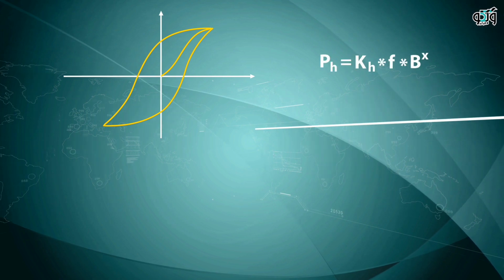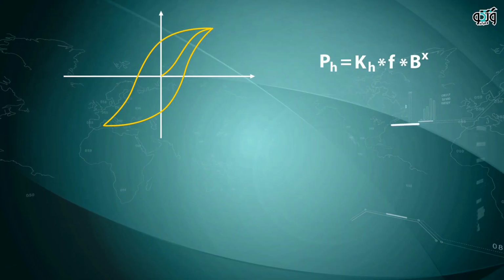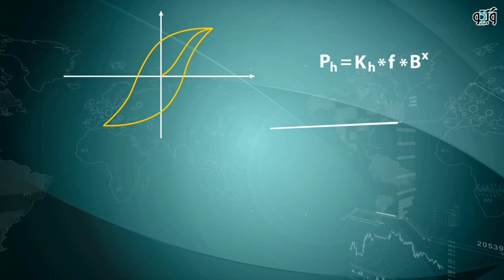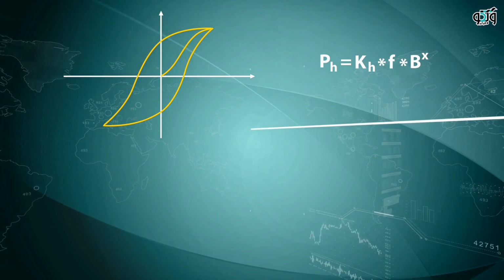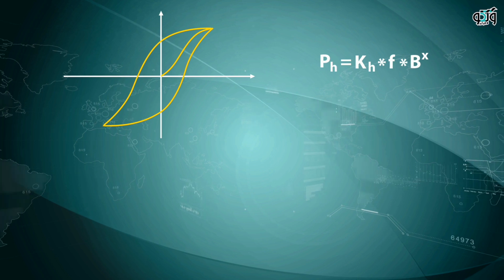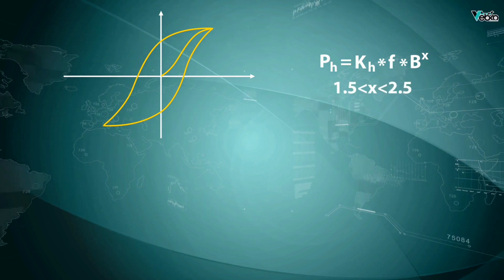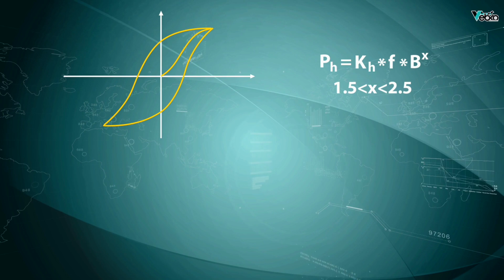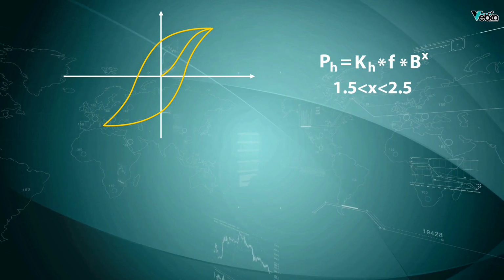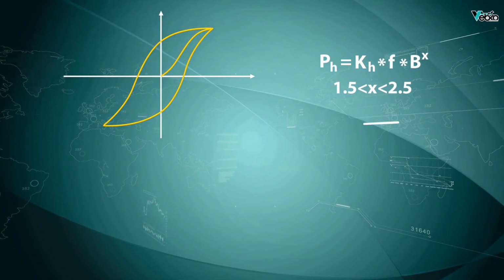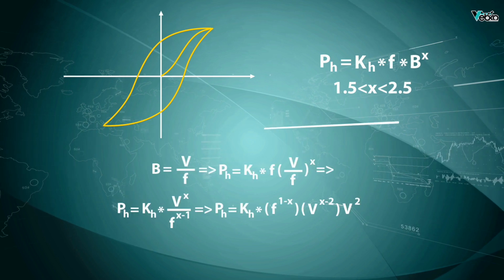The empirical relation of hysteresis is PH equals kH F B to the power of x. The value of x depends on the material of the core and can vary from 1.5 to 2.5. Also in this relation, B is the flux density, which equals V over F, and by substituting it, the hysteresis losses can be written as you can see.